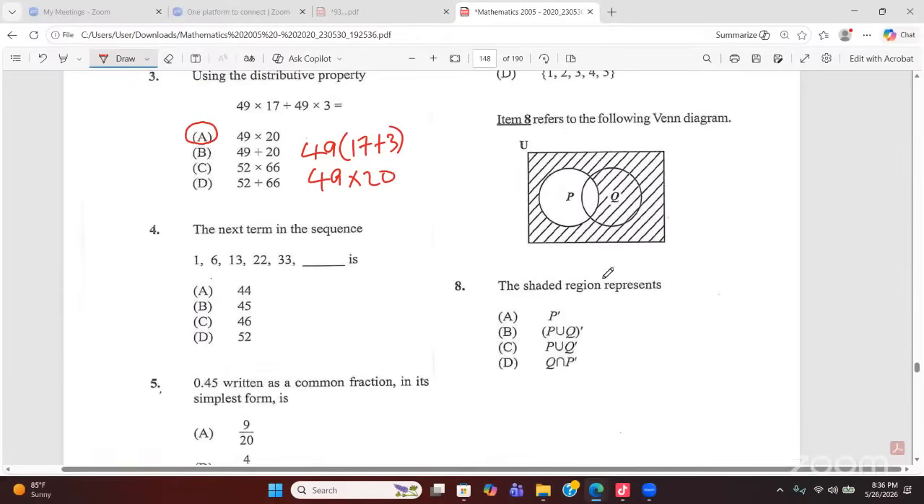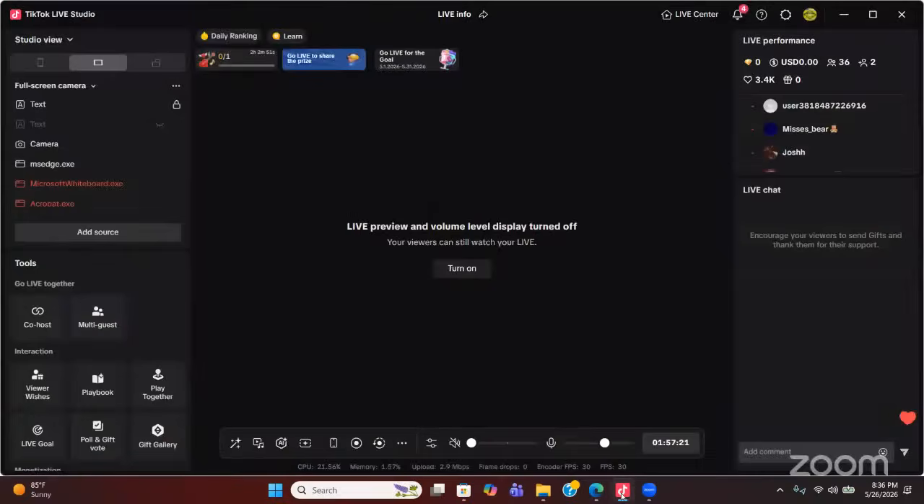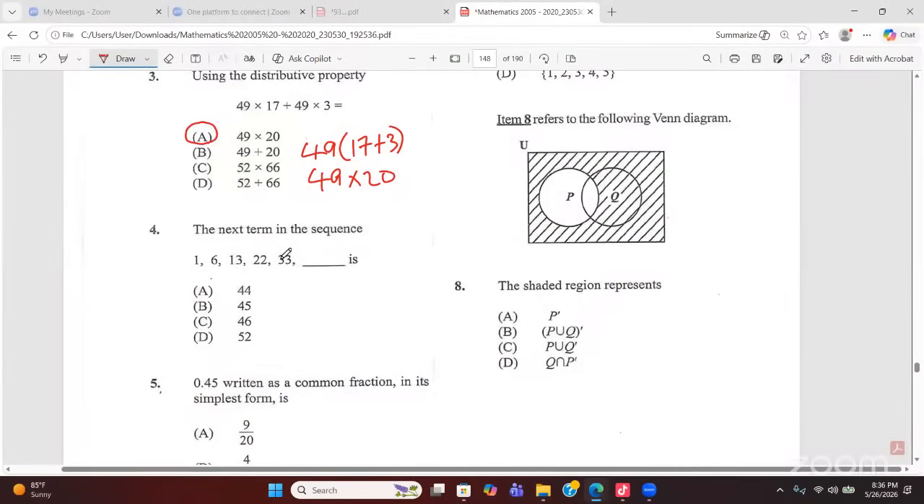For this one, we want to take a look at that question right there. It says the next term in the sequence. If you want to know the next term in the sequence, first look at the difference. If we add 5 to 1, we get 6. If we add 7 to 6, we get 13. If we add 9 to 13, we get 22. 11 to 22, we get 33. So I'm going to add 13 to 33, and I'm looking for 46, and my answer is right here.